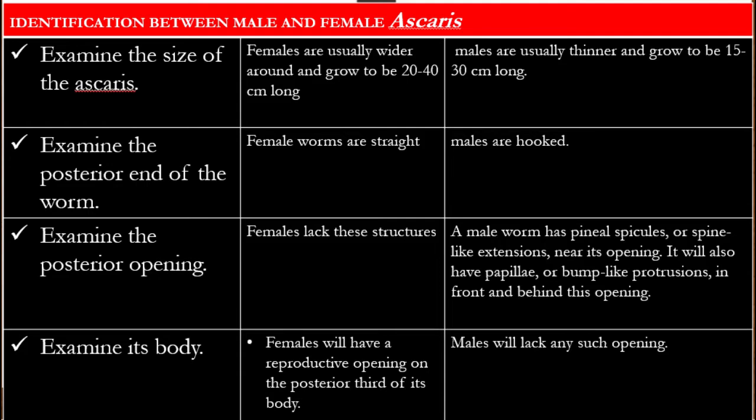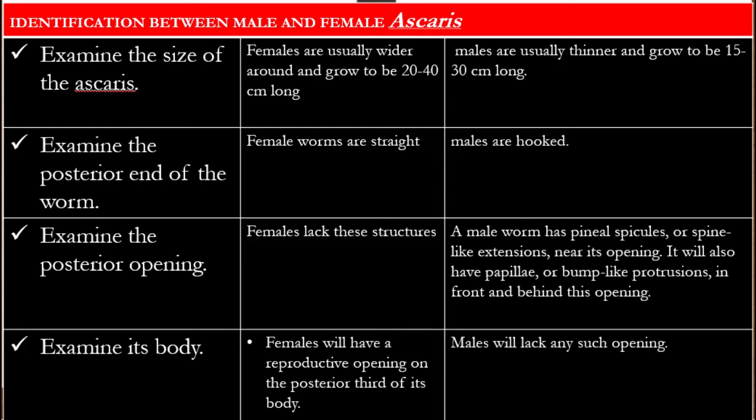In the examination of the posterior end of the Ascaris worm, the female worms have a straight body while the males have a hooked shape. In the case of examining the posterior opening, the females lack such structures, but male worms have penial spicules or spine-like extensions near the opening. They also have papillae or bump-like protrusions in front of and behind this opening.